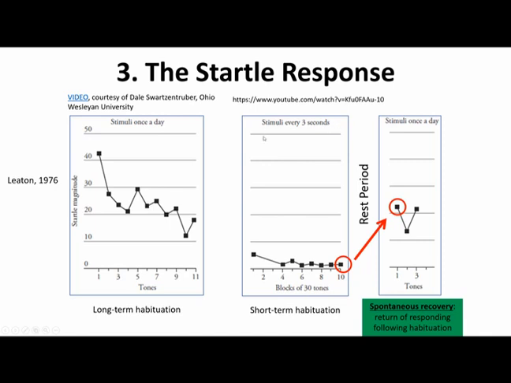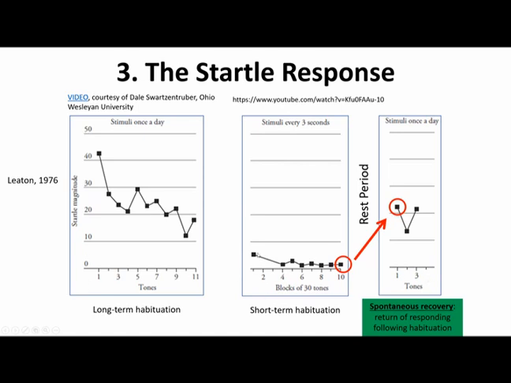However, if we look at this short-term habituation, our stimulus presentation is down to every 3 seconds. And so instead of this being a measure of days, with once a day being presented, these are showing us blocks of 30 tones at a time. So if we're doing a stimulus every 3 seconds and we're doing 30 tones, this is over the course of 90 seconds. And so at the beginning, we do see that more responding, but the scale here is the same for startle magnitude across all 3 of these graphs.